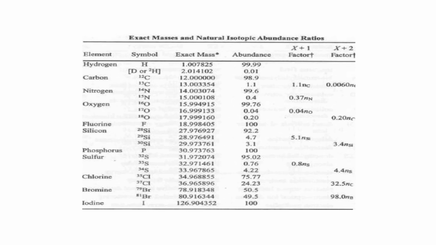And here are some of the exact masses and natural isotopic abundance and some ratios. So these are some values you could remember, to easily interpret what mass indicates what molecule from a mass spectrum reading.